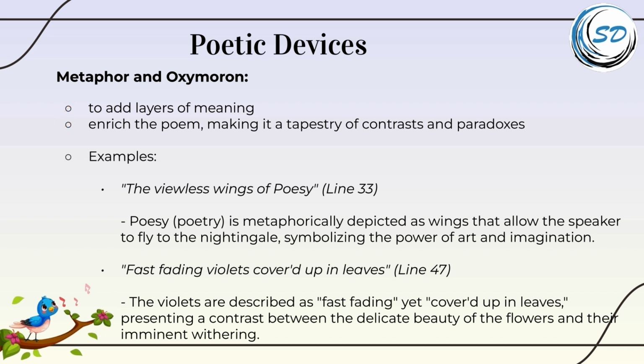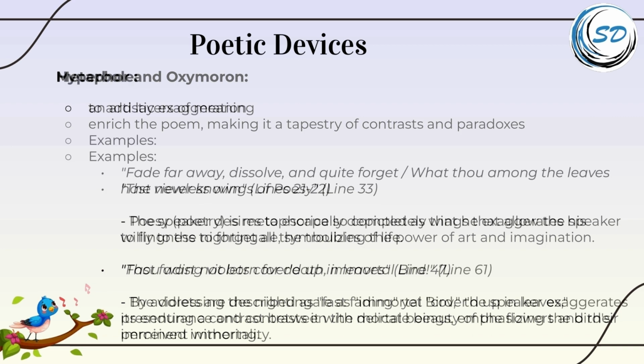We can see an example of a metaphor in line 33. Here, poesy or poetry is metaphorically depicted as wings that allow the speaker to fly to the nightingale, symbolizing the power of art and imagination. An example of oxymoron is present in line 47, where the violets are described as "fast fading yet covered up in leaves," presenting a contrast between the delicate beauty of the flowers and their imminent withering.